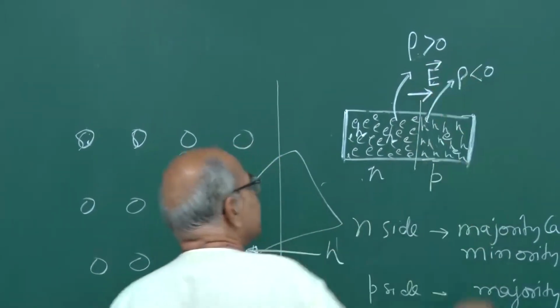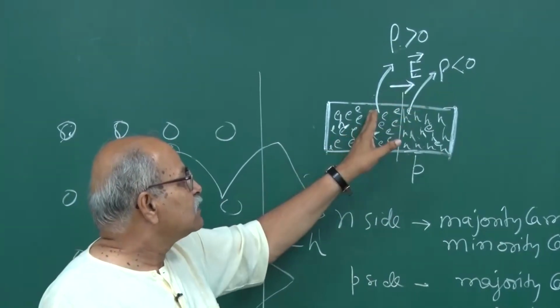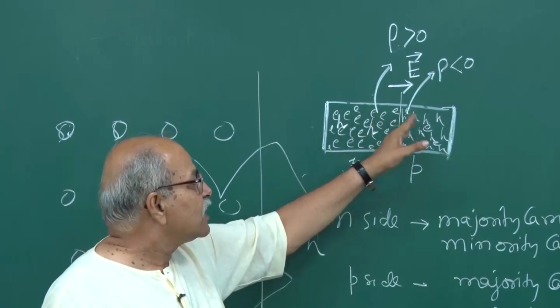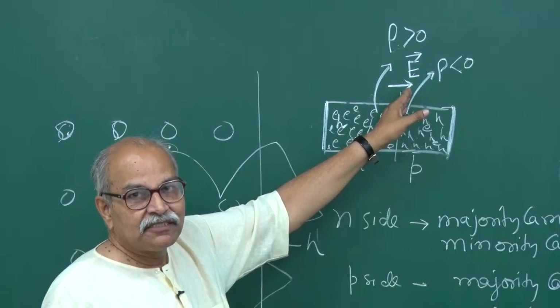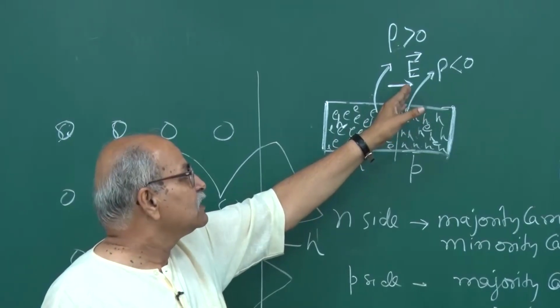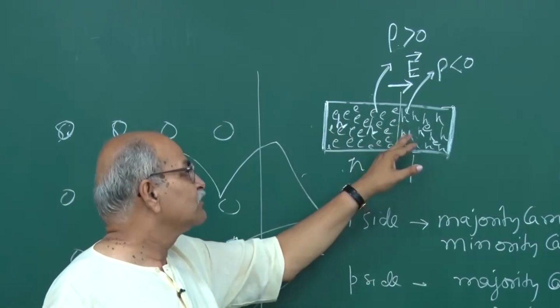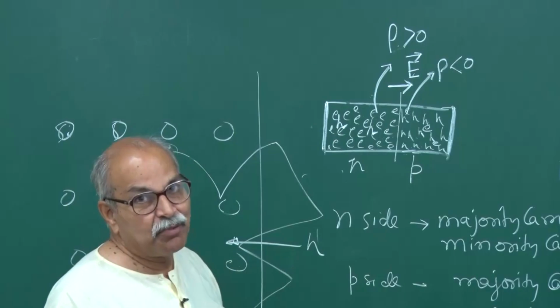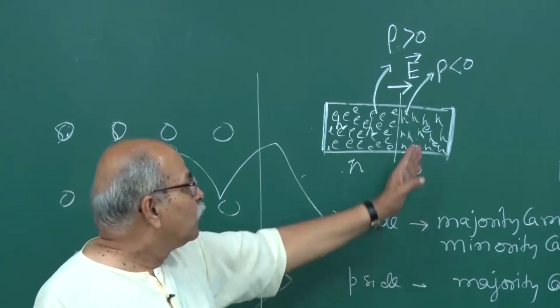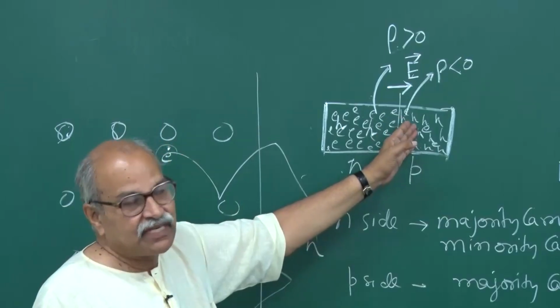And this electric field will oppose diffusion. Okay? If the electrons are trying to come from left to right and the electric field is also in the same direction, the force on the electron is in the opposite direction, since it is a negative charge, and therefore that force will resist diffusion, will oppose diffusion. Similarly, holes coming from right to left, holes behave like positive charges.